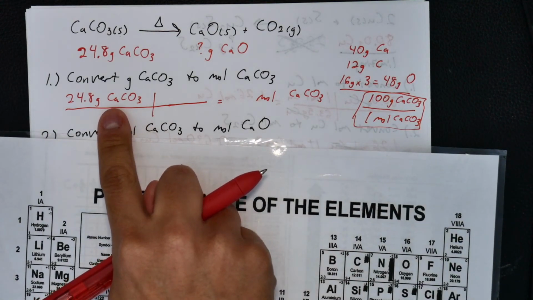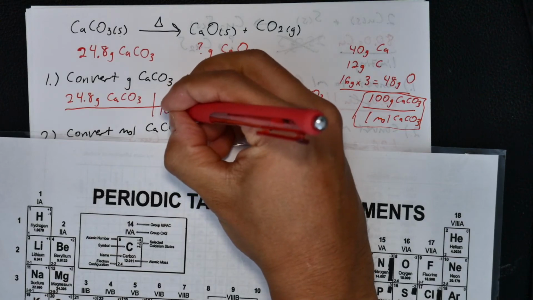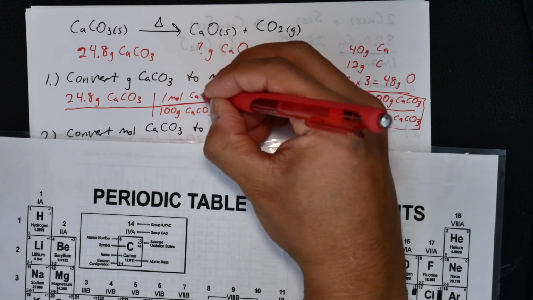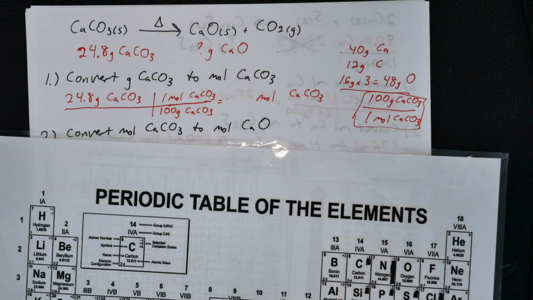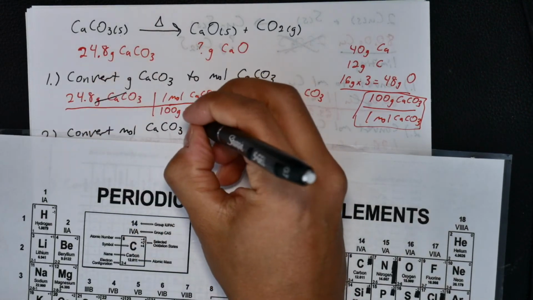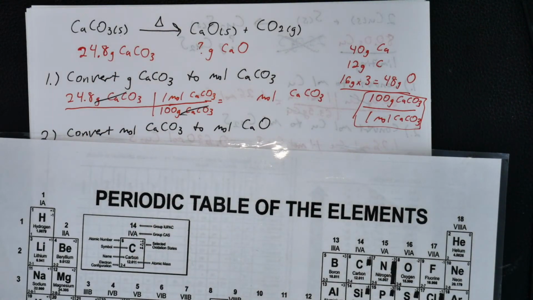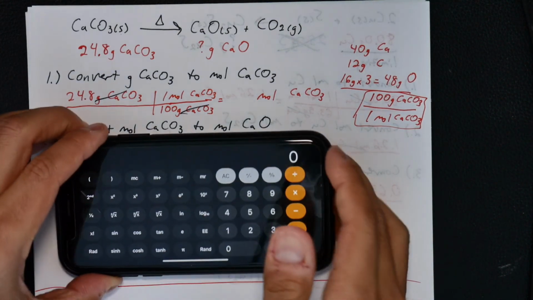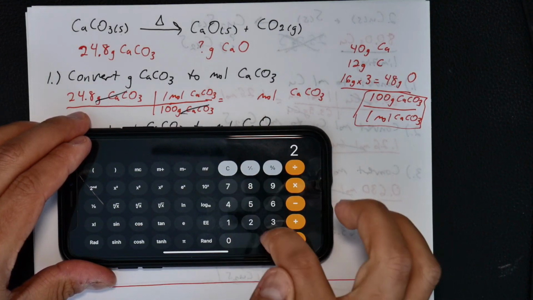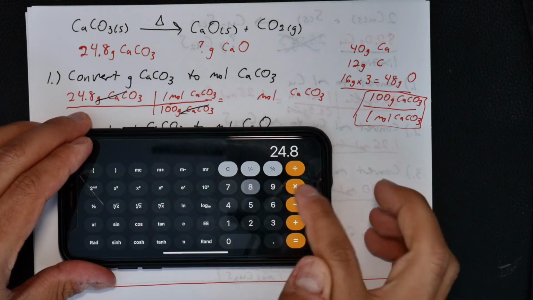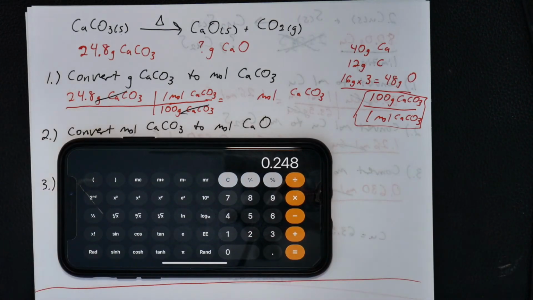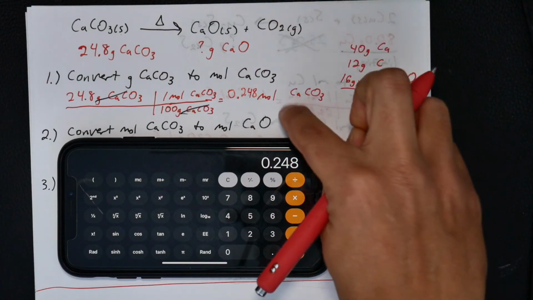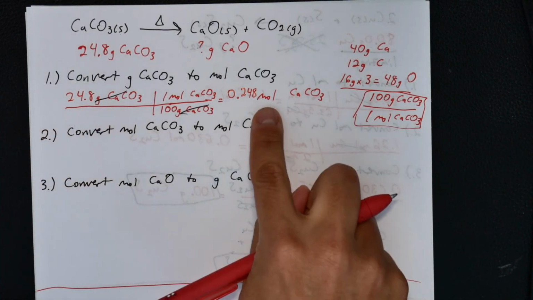We're starting in grams of calcium carbonate, which means that we want to have the 100 grams of calcium carbonate on the bottom of our fraction, the 1 mole of calcium carbonate on the top of our fraction. That way our grams of calcium carbonate cancel and we get into moles. So we're going to take 24.8 divided by 100 equals, all right, so we get 0.248 moles of calcium carbonate. Okay, so there's our moles of calcium carbonate.